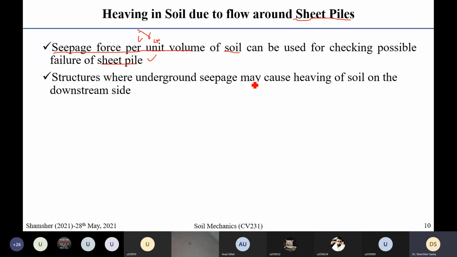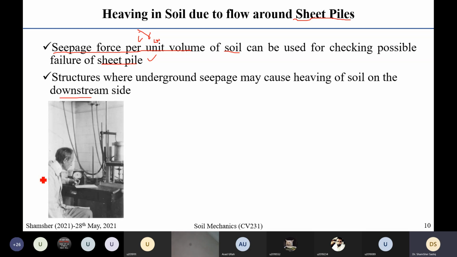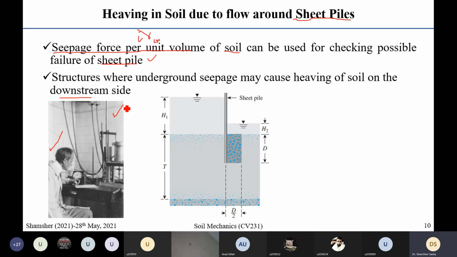Now in a structure where underground seepage may occur, there is a possibility of heaving on the downstream side. So what does that mean? Let me show you. So you know who he is? He is Professor Terzaghi, and he developed this understanding of a very important phenomenon in soil mechanics, which is applied to structures worth billions of dollars around the globe. You can see he is, I think, sitting in the MIT soil mechanics lab.